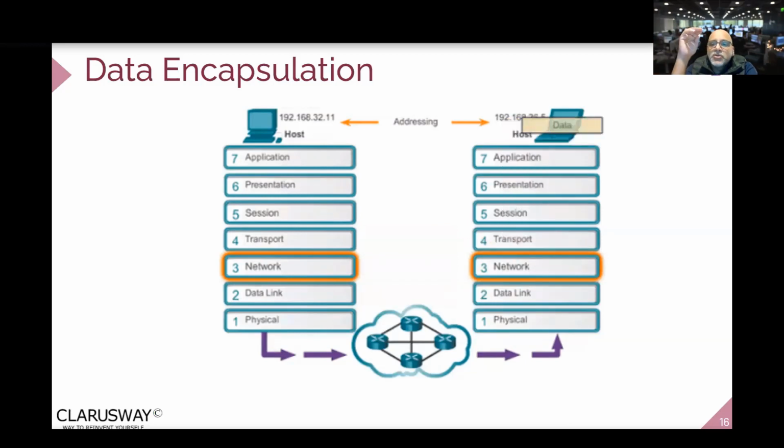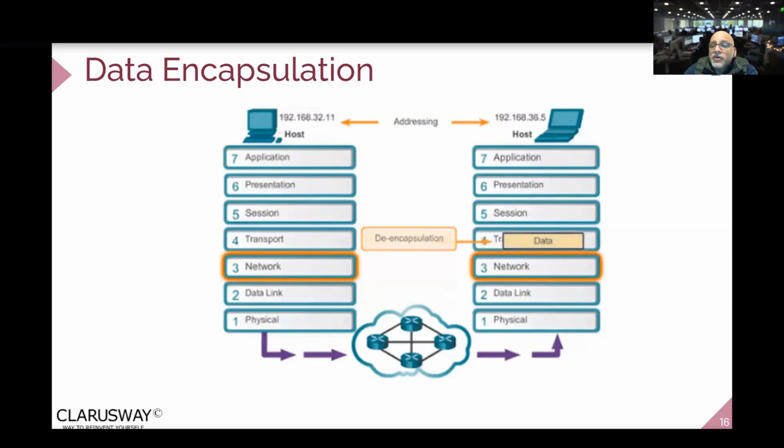Okay, so again, just to summarize, the user information is converted to data for transmission on the network. The data is converted into segments, and then you have a reliable connection set up between the transmitting and receiving host, and that's done by what? By the layer 5 session layer.